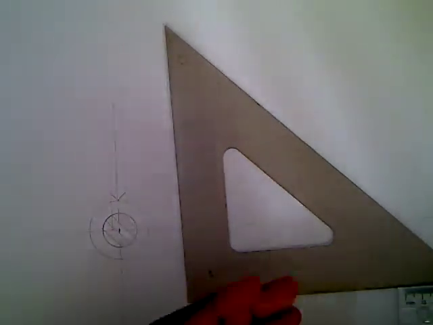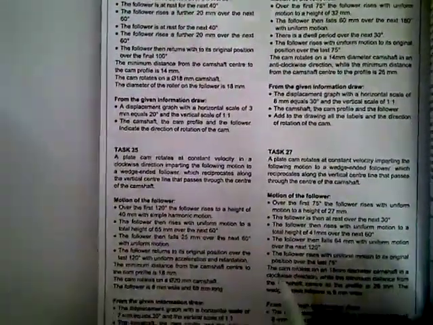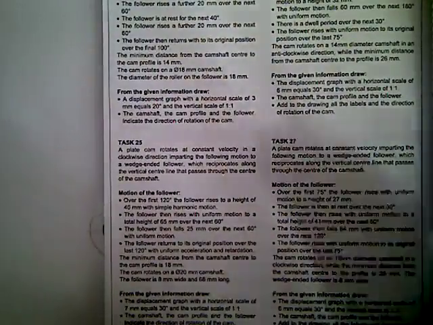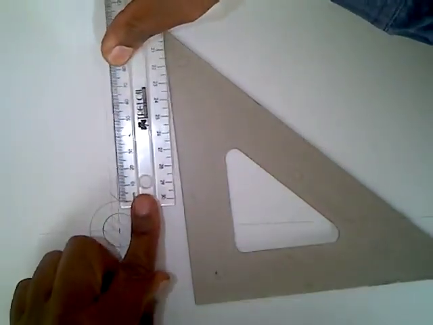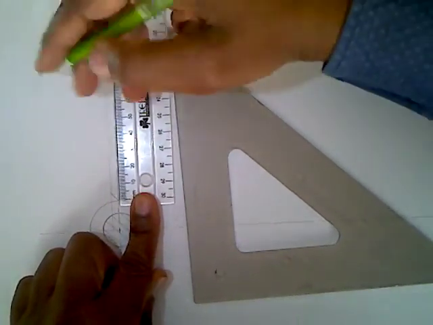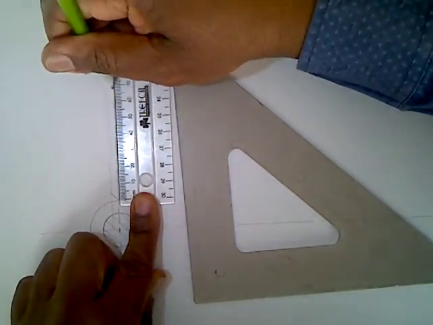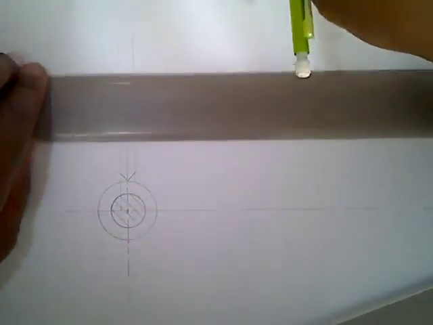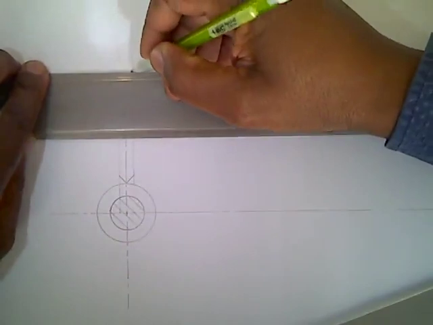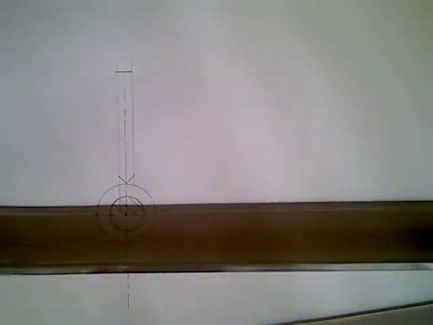And then they gave the height of the wedge ended follower. The height is 68 millimeters. That will be the height, which is 68 millimeters.